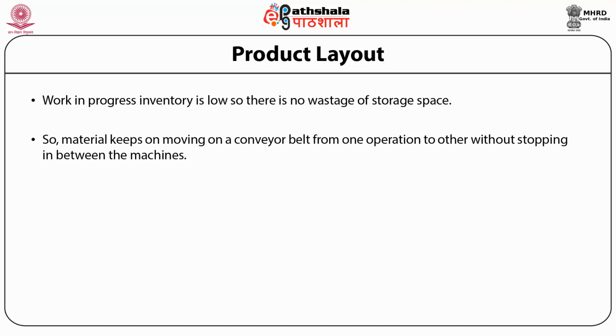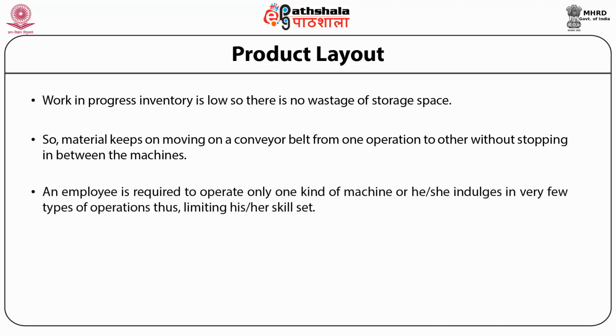Dedication of resources in a particular flow determines which machine, material, and labor is required for which operation. So material keeps on moving on a conveyor belt from one operation to another without stopping in between the machines.